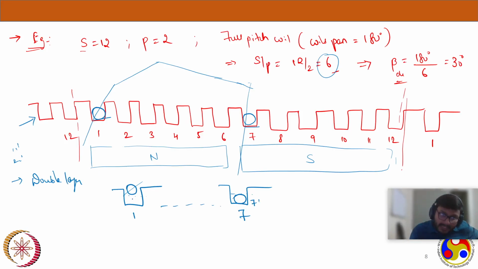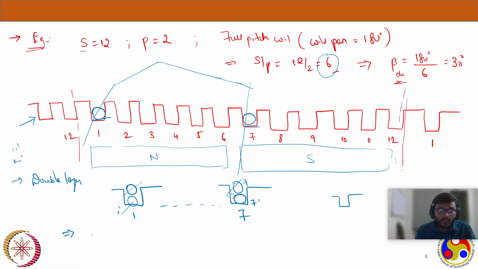And there might be some other coil here which is the return path 1 dash of some other coil. And from 7 some other coil will start, that will have some other return path in some other slot. So this is a double layer winding. In double layer winding, if there are 12 slots, I can accommodate 12 coils. That is very important because in each slot we are able to place 2 coil sides.